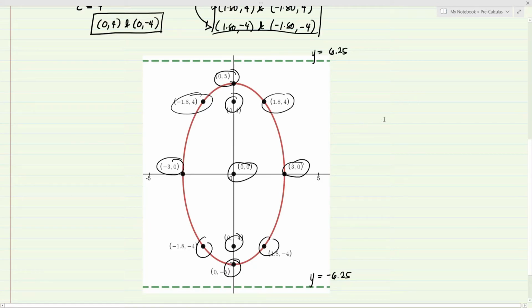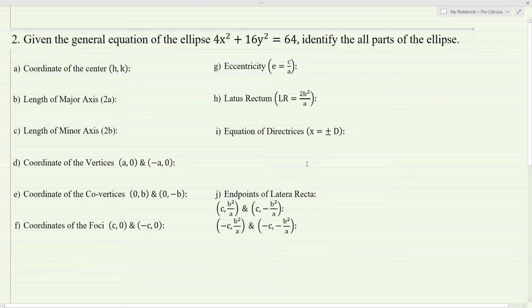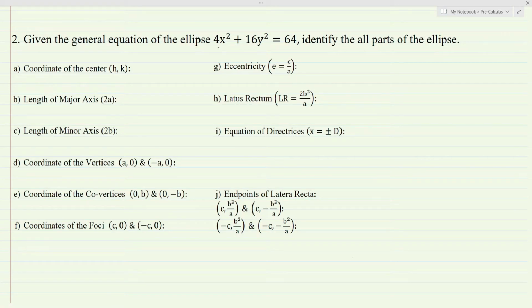Let's now proceed with the second problem, wherein we have an ellipse whose center is still at the origin, but this time the major axis is horizontal. So for the second problem, we have here the general equation 4x squared plus 16y squared equals 64. And to solve for its standard form, we would do the same process we've done on the previous problem.